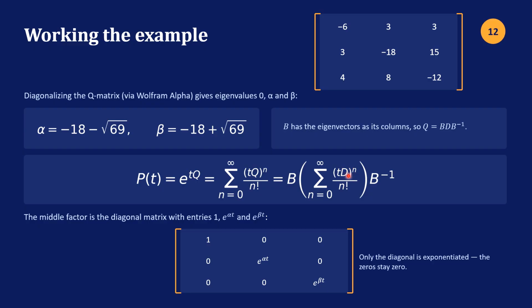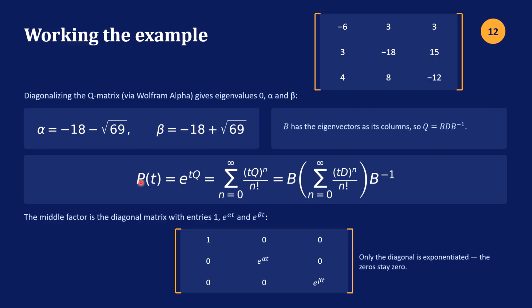And then when you put in your matrix D there, since it only has diagonal entries, the first entry is going to be 1 here at 0,0. Then at 1,1, it's just the exponential function of alpha t. So you have that here, and then you have e to the beta t here. So this, in parentheses, is what this is here. And then you have B and B inverse on either side of this. And that gives you P of t.